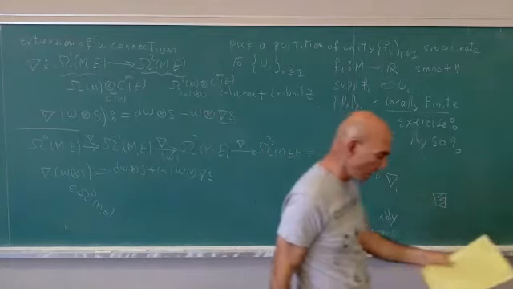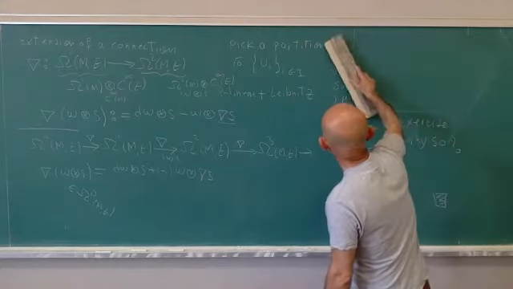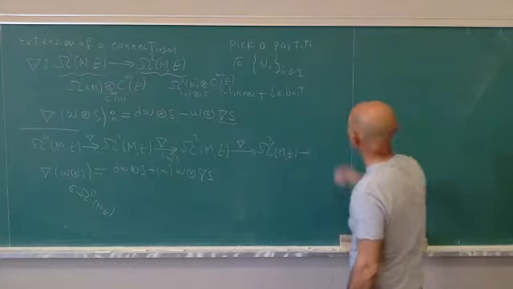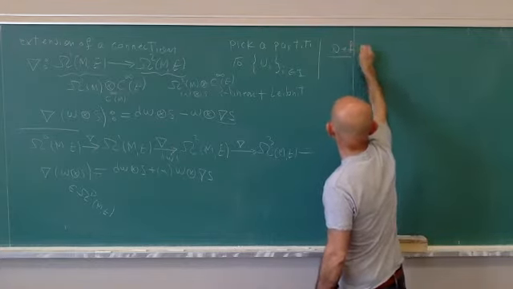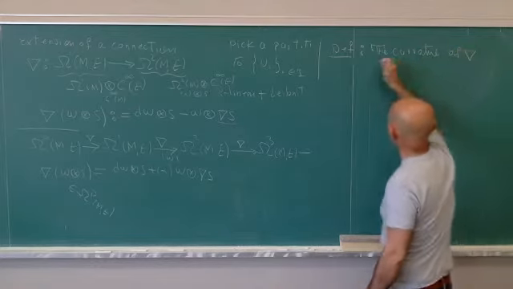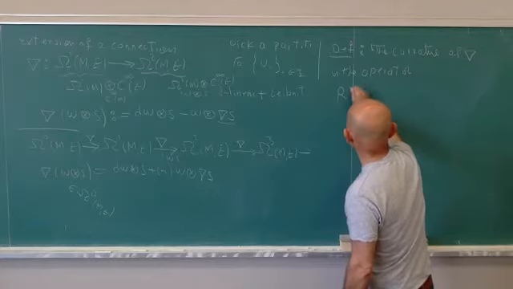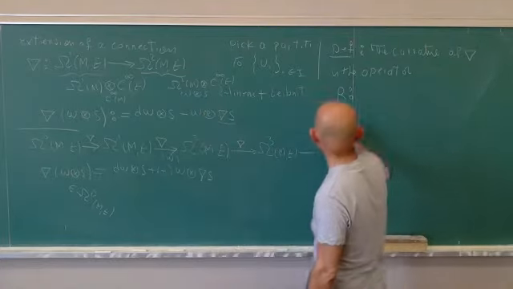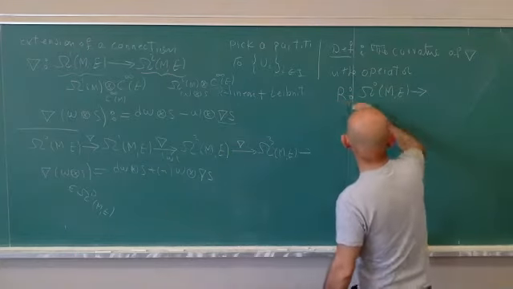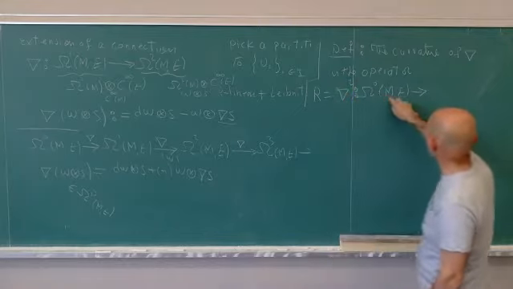Now, I want to define curvature in this language. The definition: the curvature of nabla is the operator, I call it R, equal to nabla squared, that goes from Omega 0 of M, E to Omega 2 of M, E.